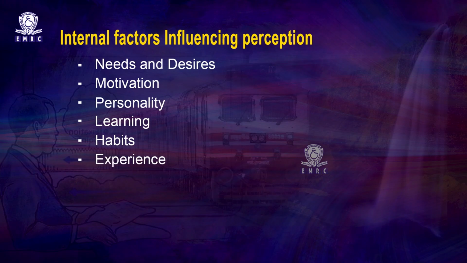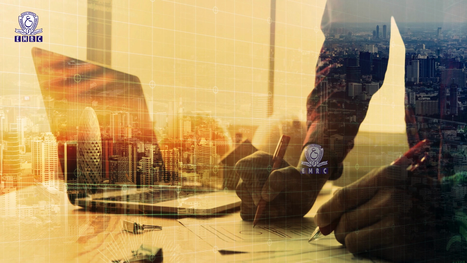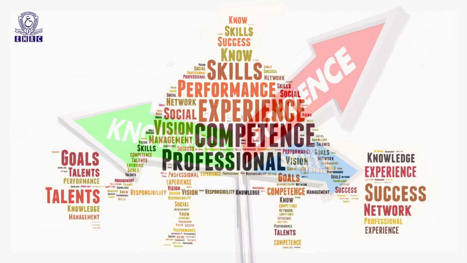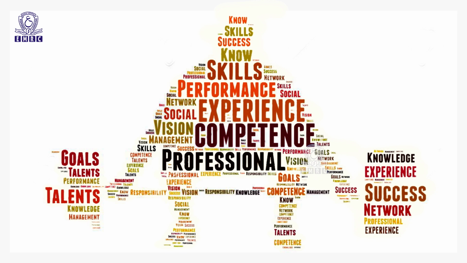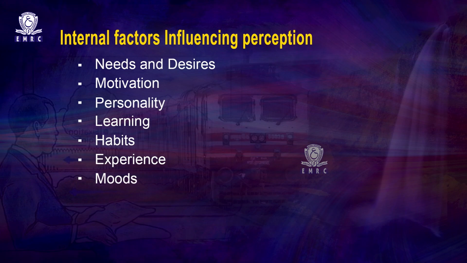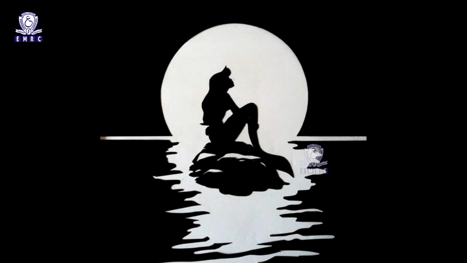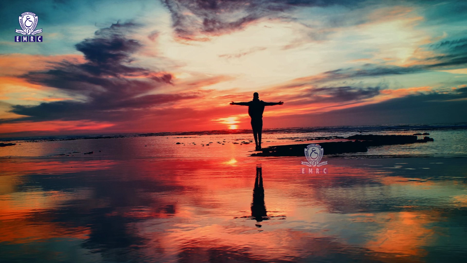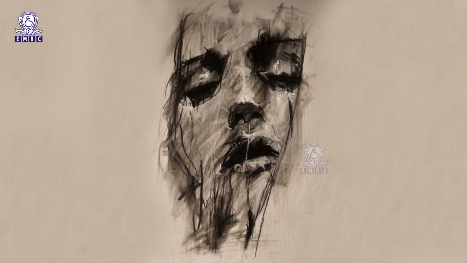Another factor is experience. A person's experience can also influence the way we perceive things. Experience and knowledge have a strong influence on a person. Successful experience increases the perceptual abilities and might also lead to accuracy in the perception of a person. Next are moods. Moods can have a strong influence on the way we perceive someone. We sometimes think differently when we are happy than we do when we are depressed or sad.